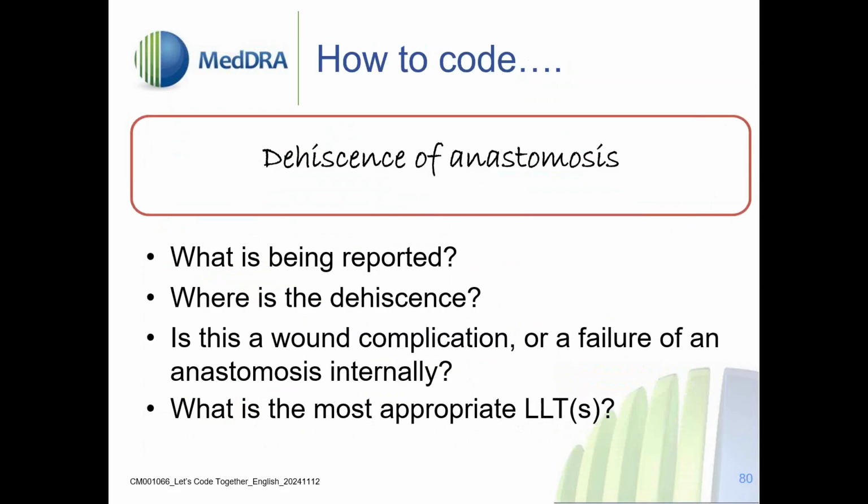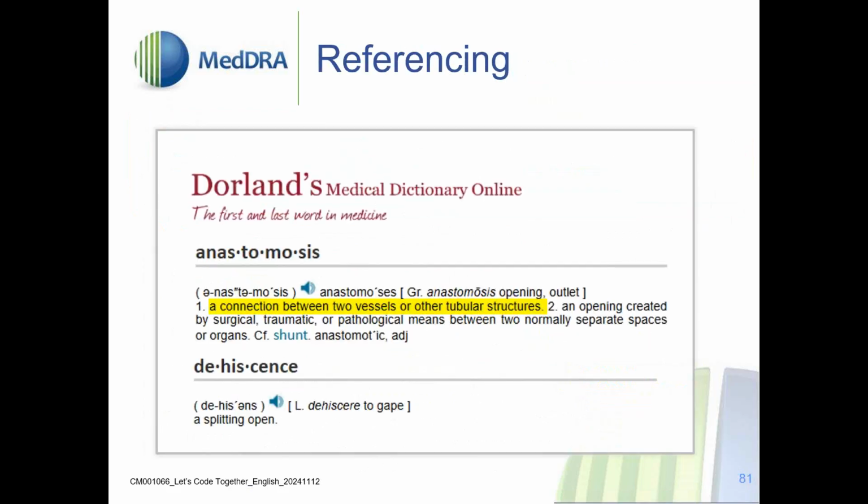Here we are told that there was a dehiscence of an anastomosis. So very clear description, but do we know where the dehiscence occurred? No, we don't know. We are not told. And is this a wound complication maybe, or a failure of an anastomosis internally somewhere in the body? And how can we code this?